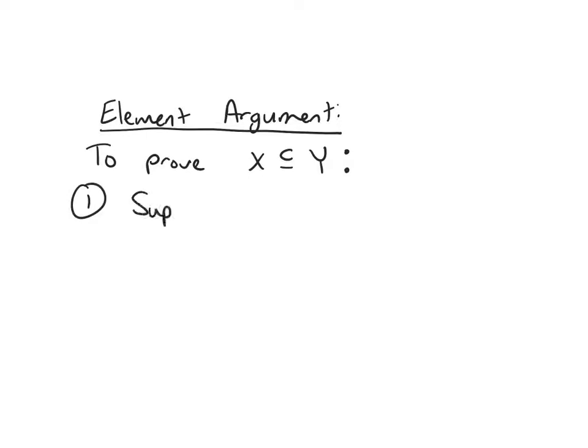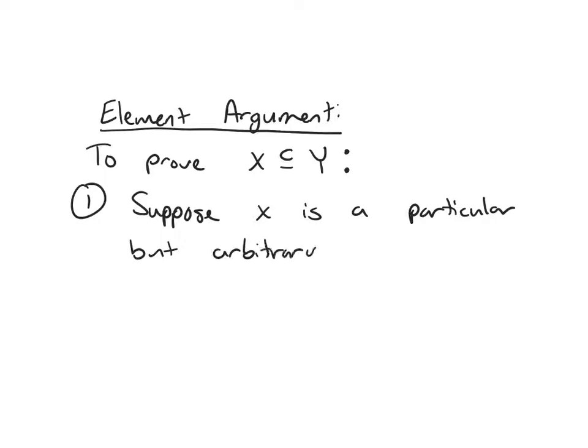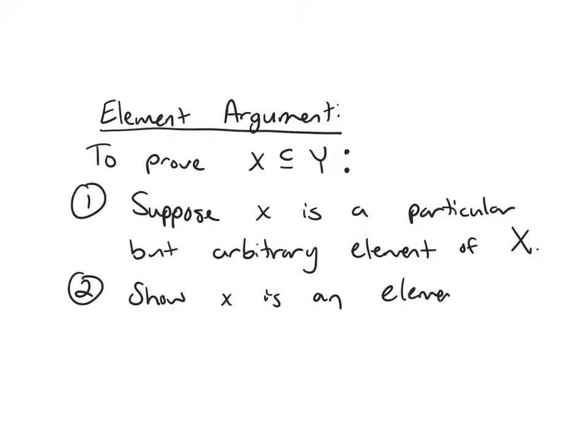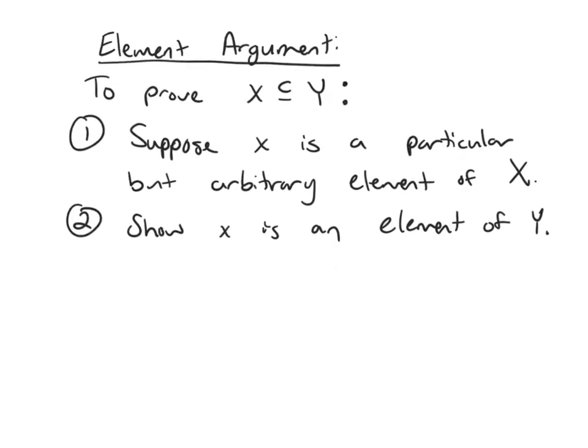We're going to suppose that X is a particular but arbitrary element of the set capital X, and then you're going to show that this element is an element of Y. And because this element was arbitrary, this is going to show that X is a subset of Y.